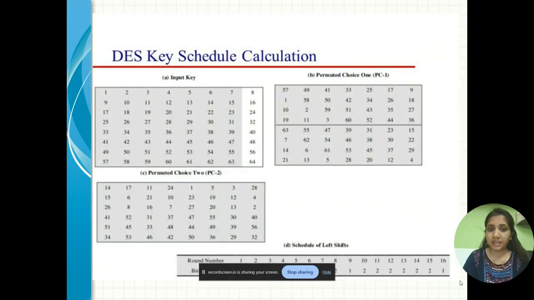Here is the DES key schedule calculation. First is the input key, permuted choice 1, permuted choice 2, and schedule of left shifts.